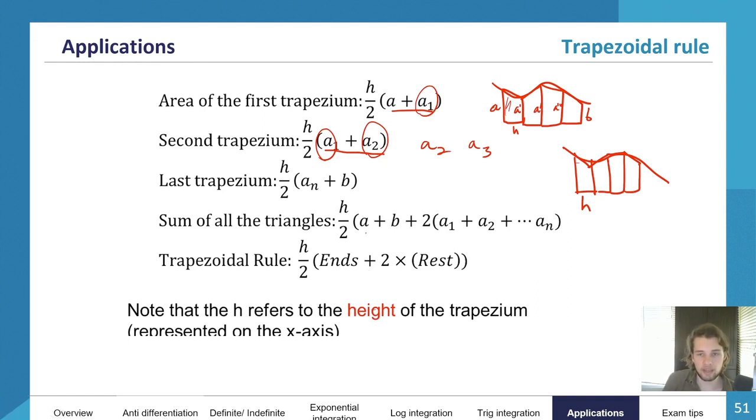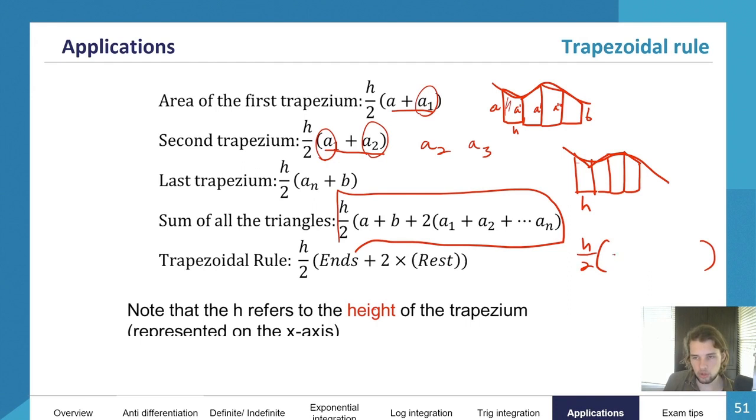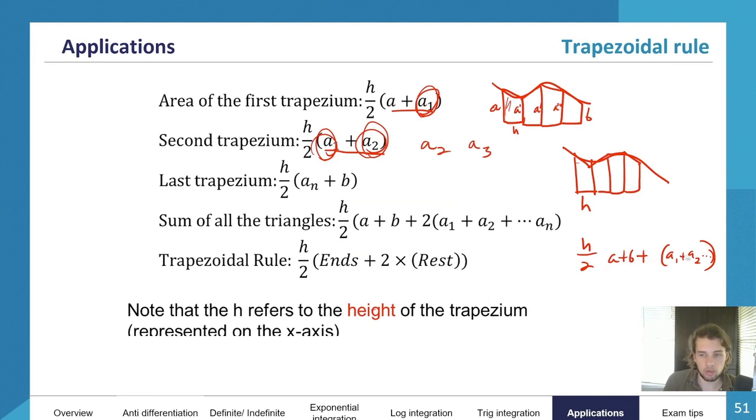Now, if we sum all of that together, you'll find that you can put it in this form here. You can put h over 2 outside of everything. You can go a plus b, so that's the height of the first wall plus the height of the last wall, plus 2(a1 plus a2, etc.). So those are all of the inner walls. That's because there's 2 instances of a1, 2 instances of a2, and 2 instances of every one of the inner walls. There's only 1 instance of each of the outer walls, and everything ends up being multiplied by h over 2. So that's what the trapezoidal rule becomes.